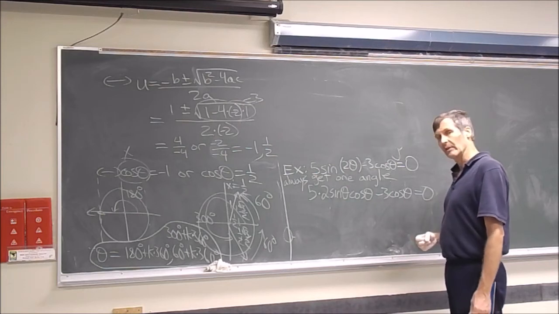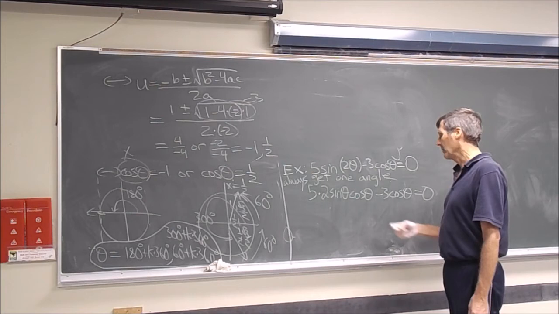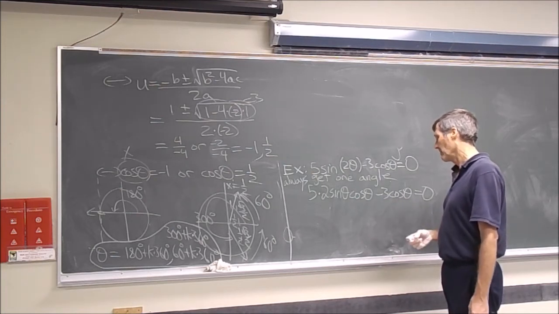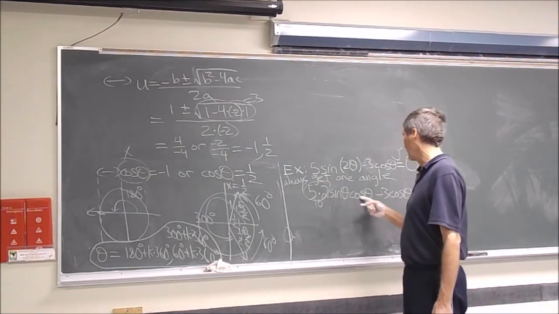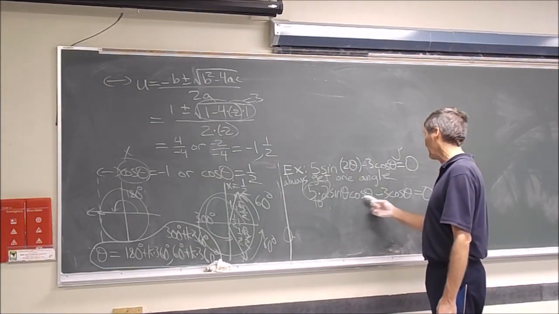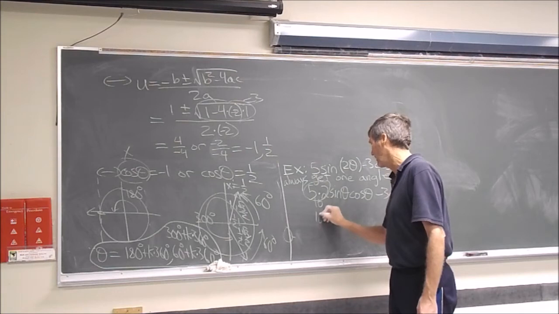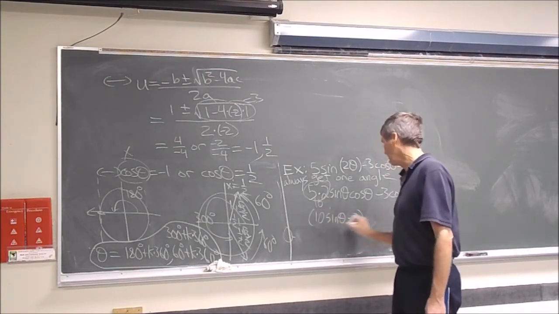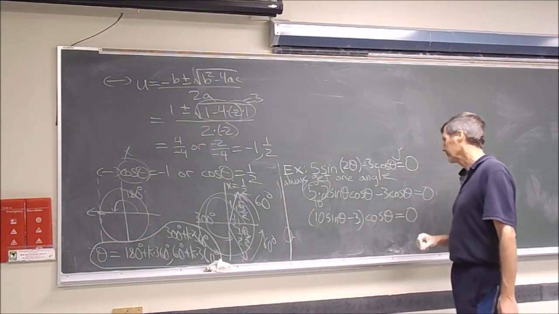Now, how can I solve this one? This one is really difficult. I don't see a trig substitution to get this down to one trig function of theta. I should call this 10 sine cosine minus 3 cosine equals 0. We're going to use the second strategy. If I factor this, I notice there's a common factor of cosine. I could rewrite this as 10 sine theta minus 3 times cosine theta equals 0.